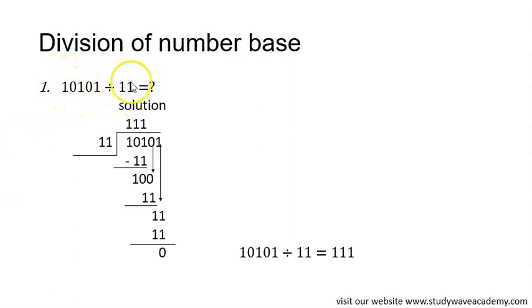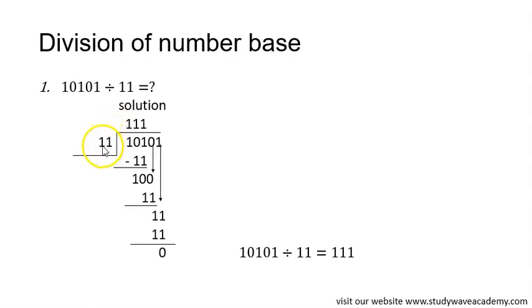10101 divided by 11. So you know that this is in base 2, right? This is a binary number, so it's in base 2. So we're going to be using this to divide this. So are we ready? Let's start. We're going to be using the long division method, okay? We are using the long division method to do this.